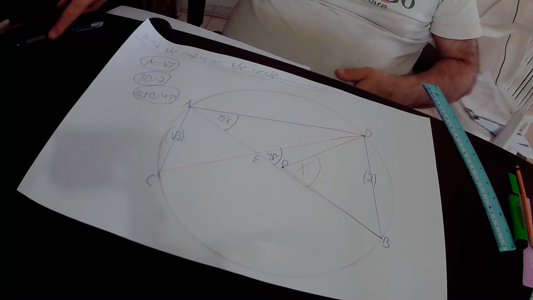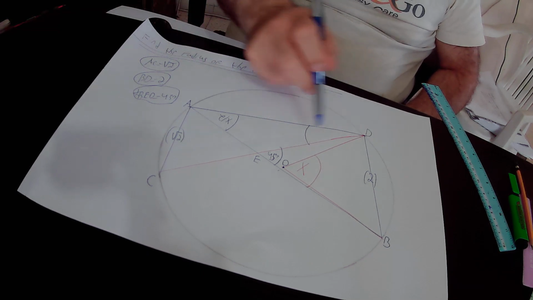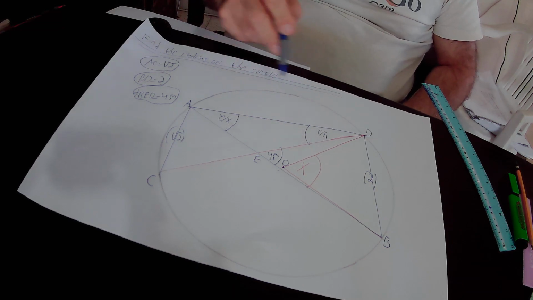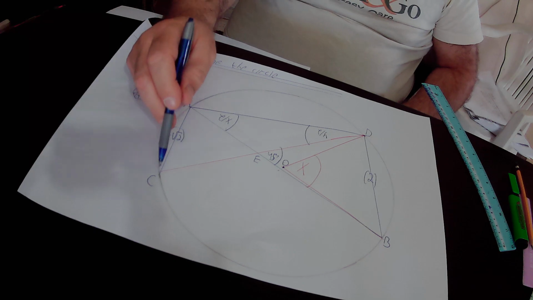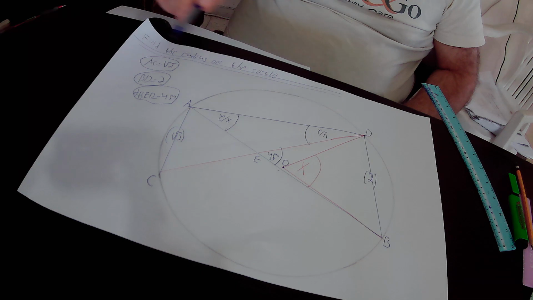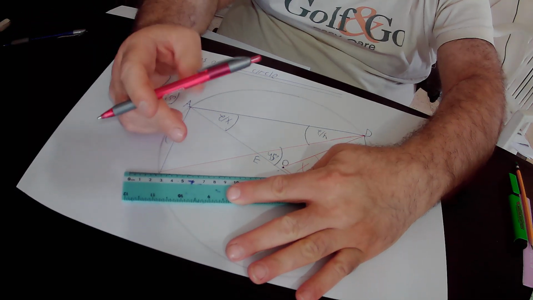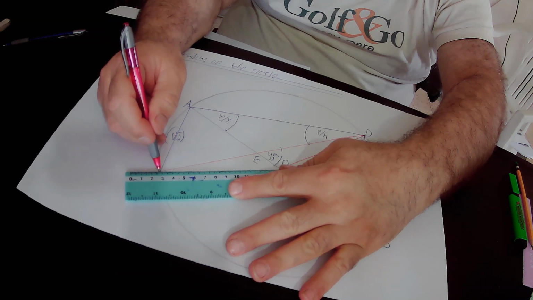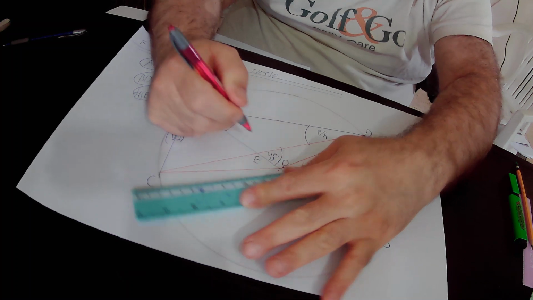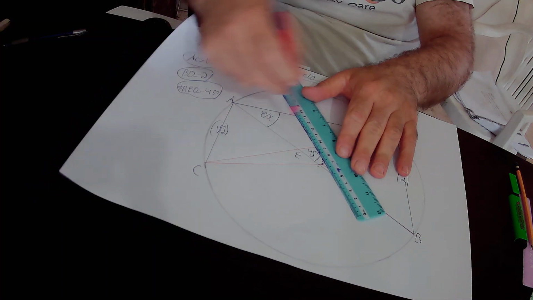We define the size of this peripheral angle ADC as y over 2. This peripheral angle ADC is subtended on chord AC. In the next step, we join points O and C together by a straight line. Likewise, we join points O and A together by a straight line.